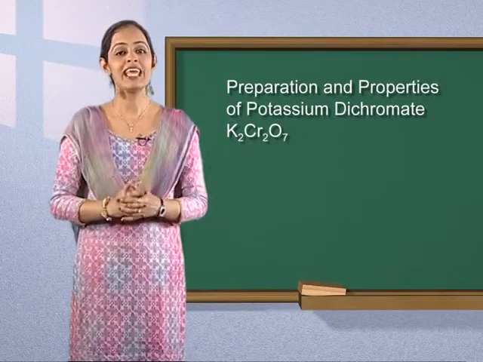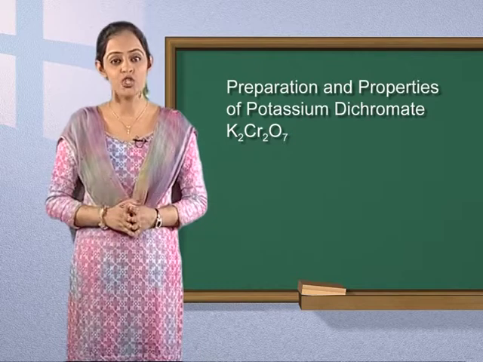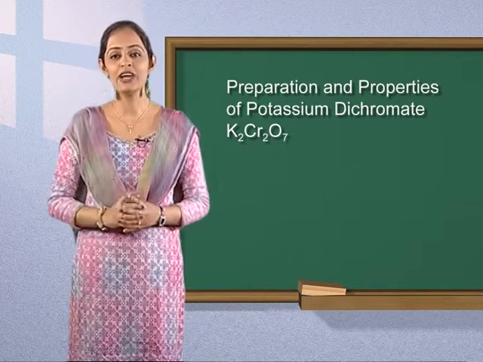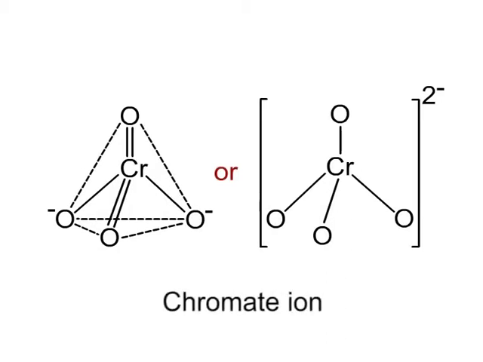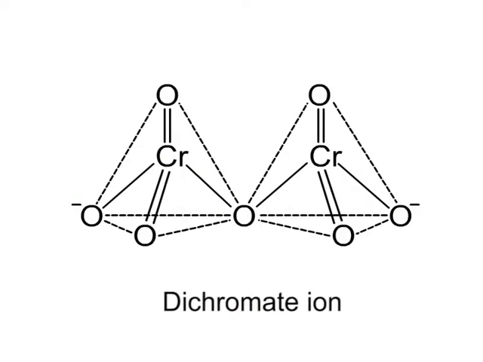Now, we will enhance our knowledge about the structure of chromate ion and dichromate ion. For this, let us have a look at the structure of chromate and dichromate ion. In chromate ion, one chromium atom is shown to be surrounded by 4 oxygen atoms and all the 4 chromium-oxygen bonds are equivalent. In dichromate ion, 2 chromium atoms are shown to be surrounded by 4 oxygen atoms each.